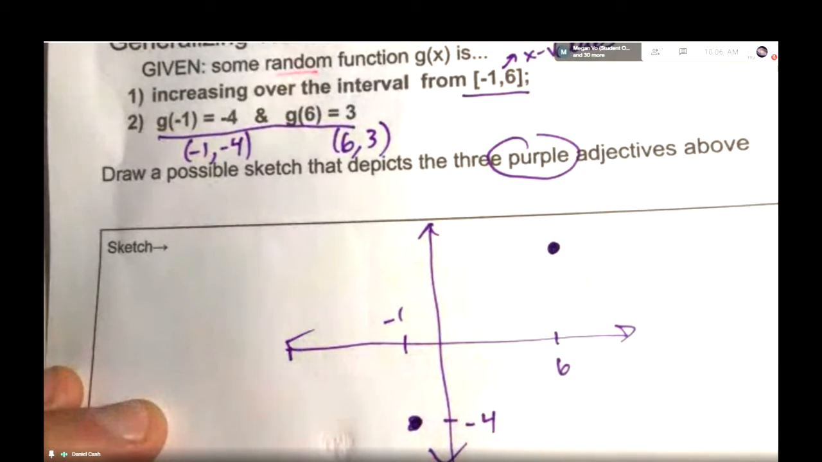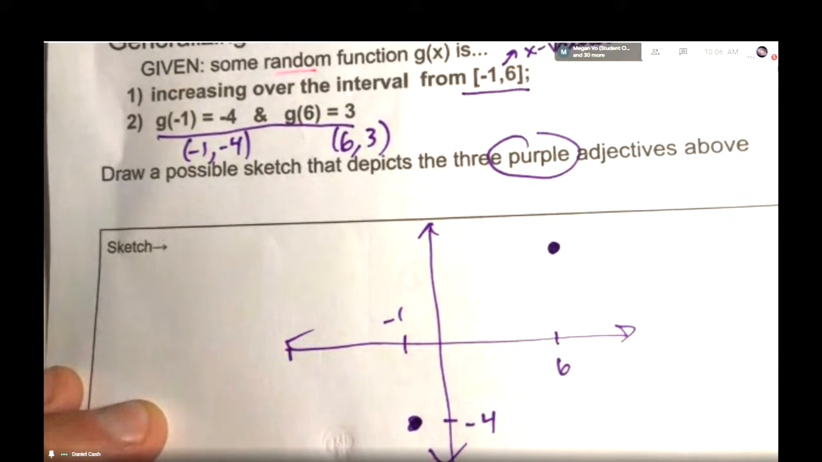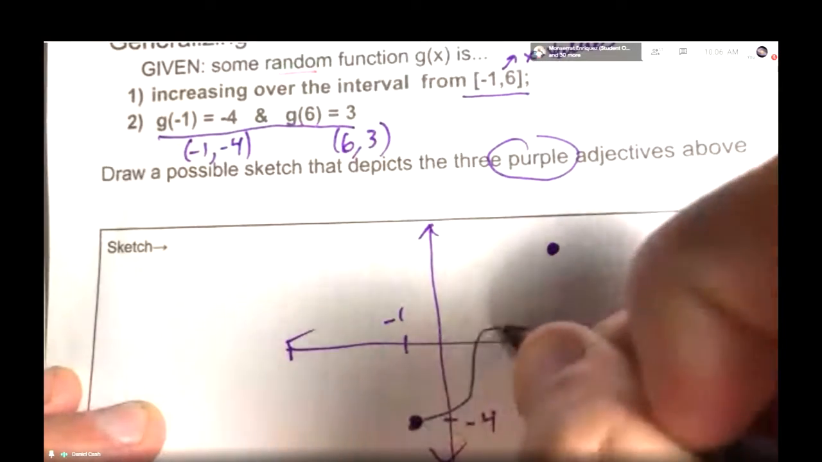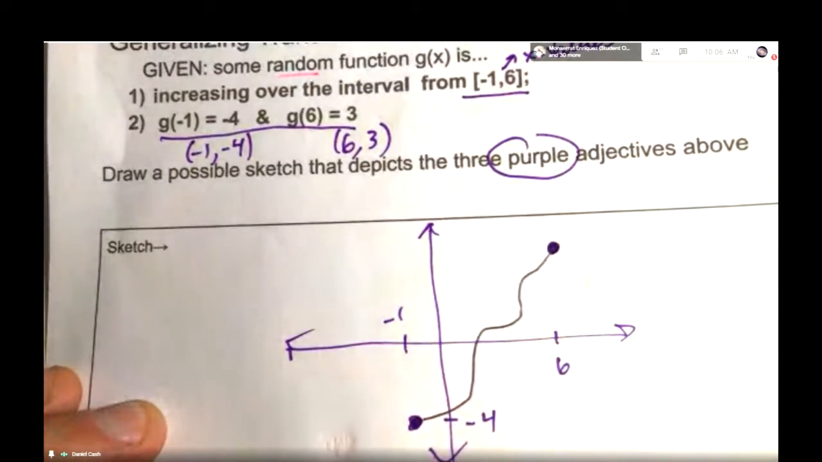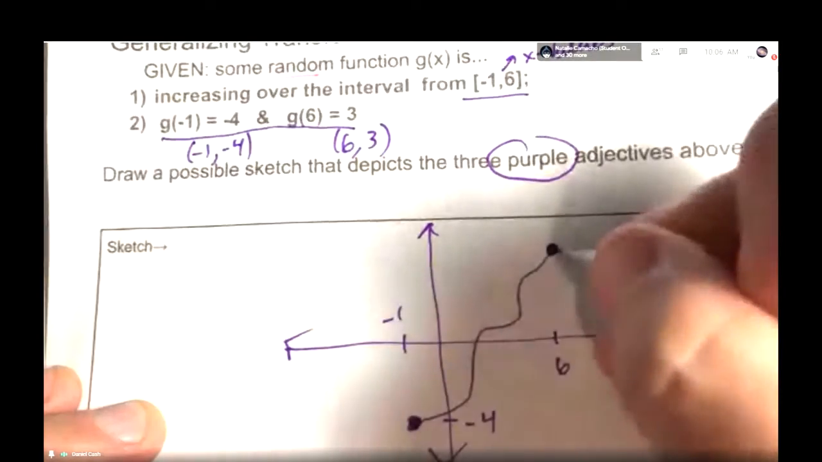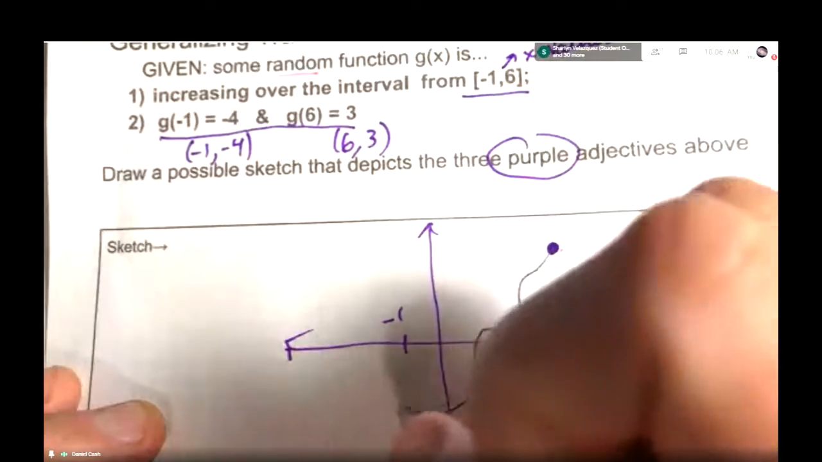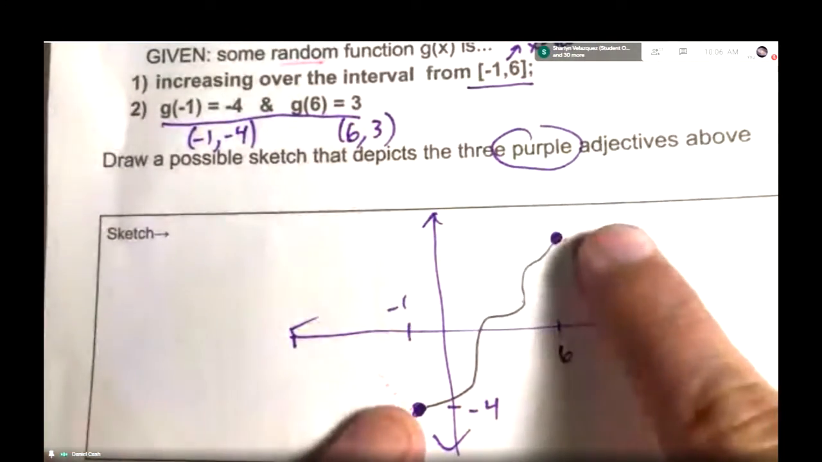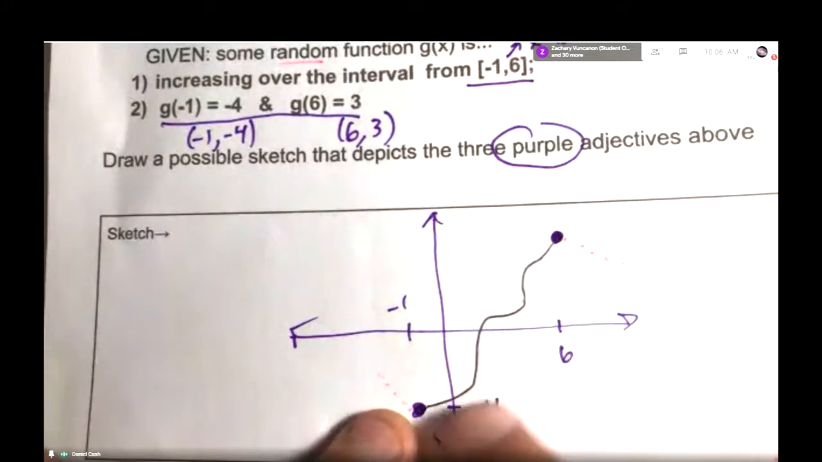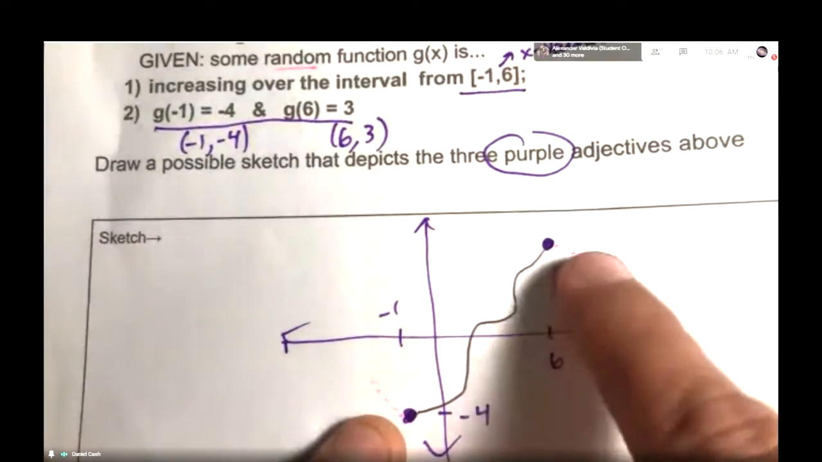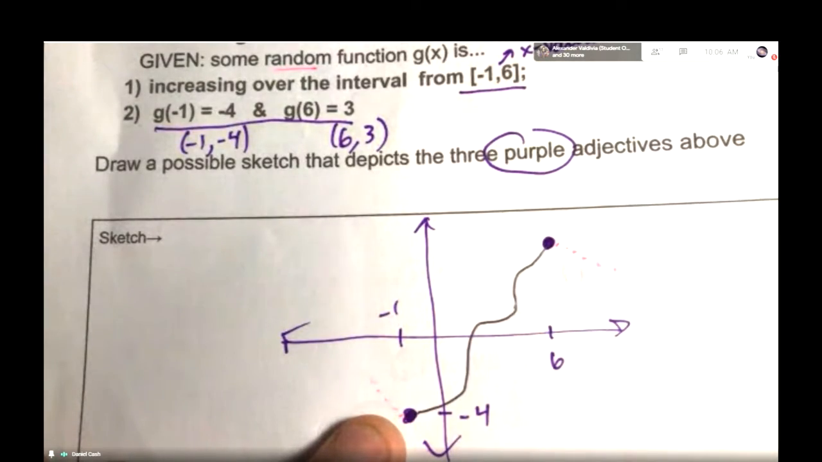Now what we do know is that the function is going uphill. It's increasing from here to here. So we don't know what it looks like, but it is going uphill. That's all we really care about. Now what's happening on the outside of the function, we don't know. We don't know if it goes back up or continues down, but what we have here is a snapshot between -1 and 6. All we know about this function, g of x, is that it goes uphill from there to there. So there's a possible sketch.